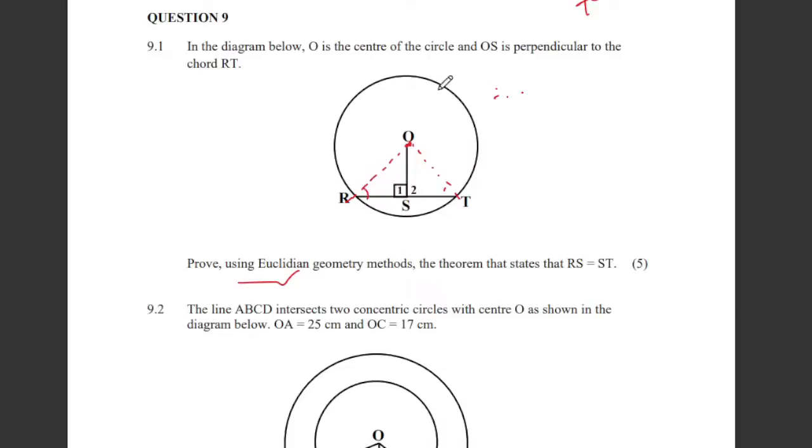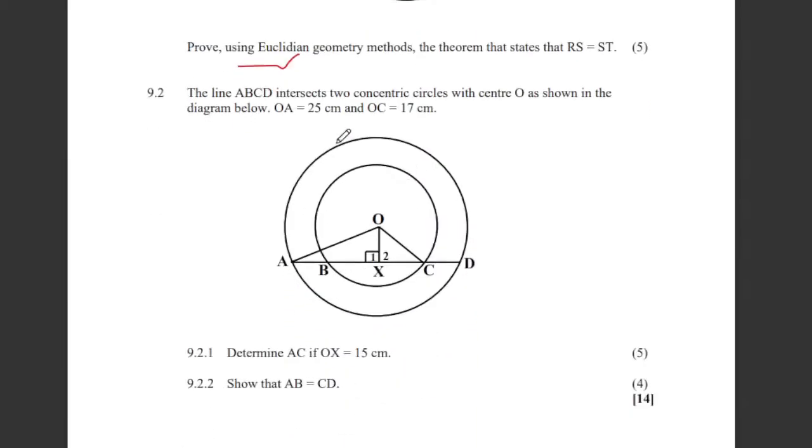9.2, you have a line A, B, C, D with two concentric circles. So basically circles with the same center as shown. They give you that information that OA is 25. They're telling us OC is 17. Okay, determine AC, the distance from here up to there.